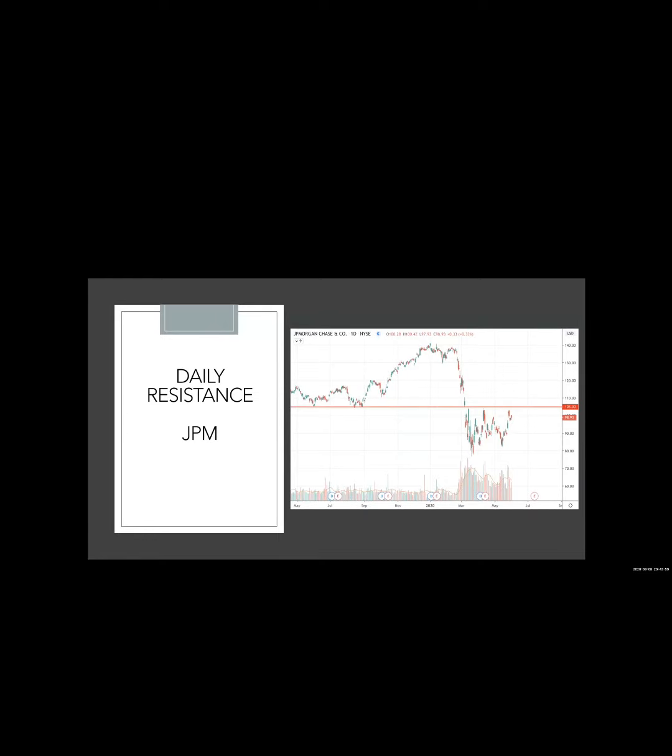Daily resistance on JPM. So I showed you guys the chart on the weekly. I mean, that 105 level was super clear. It rejected it so many times back in late 2019. So then when it finally cleared that level this year, 2020, this is like March and April, it came up, hit that 105, rejected, and there you go. There's your beautiful, beautiful resistance there for JPM.